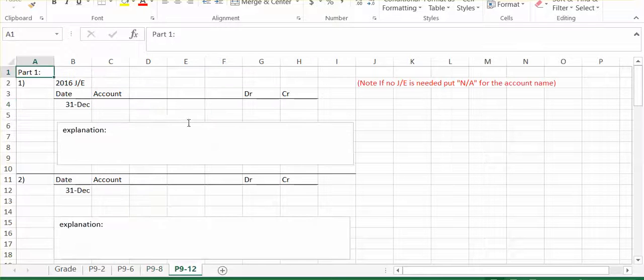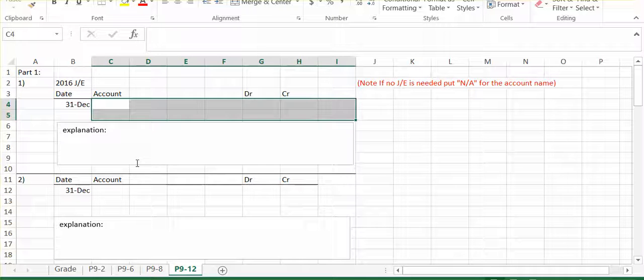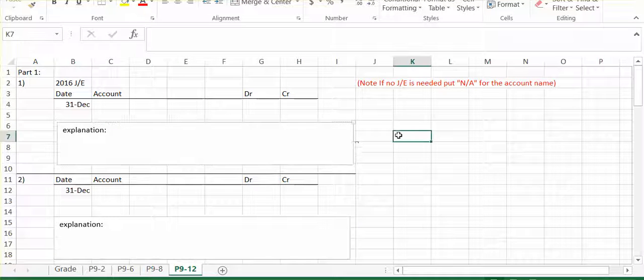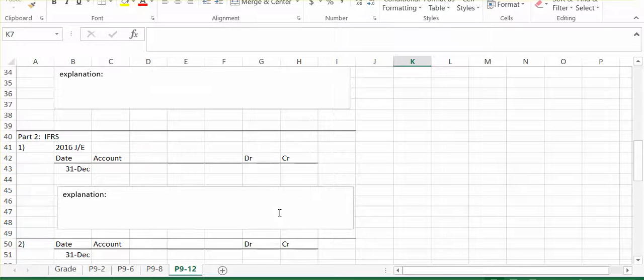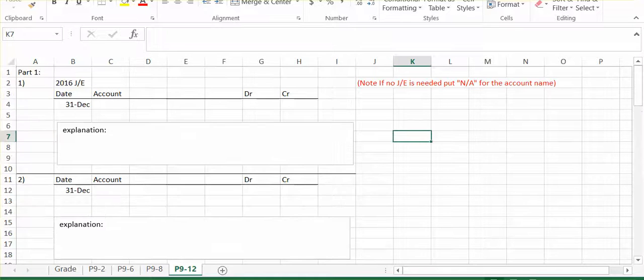And then 9.12 is interesting. They want us to do the FASB and or the GAAP version and the IFRS version. So part 1 is the GAAP version. You do your journal entry and then you provide your explanation. Make sure you explain it in a manner that shows me that you understand the concept. So demonstrate your understanding of the concept and you should be fine. And then part 2 is the IFRS version.